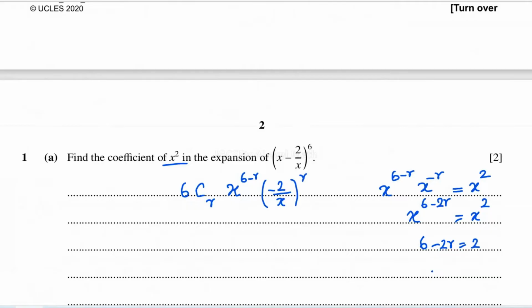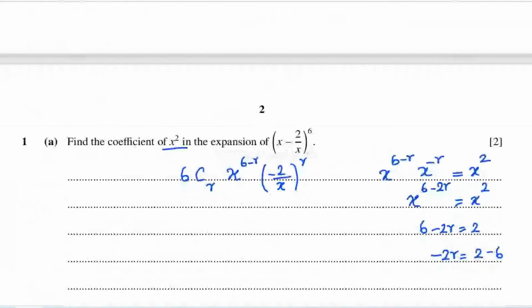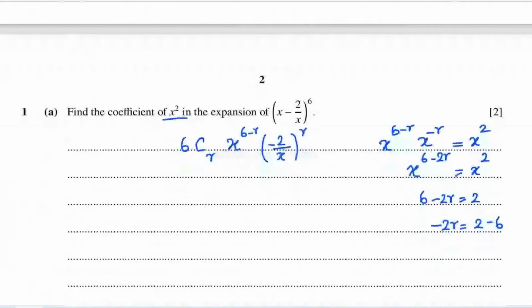So minus 2r equal to 2 minus 6. We can write this as r equal to 2 minus 6 divided by minus 2. So what is the r value now? 2 minus 6 is minus 4. Minus 4 divided by minus 2 is 2. So now the r value is 2.